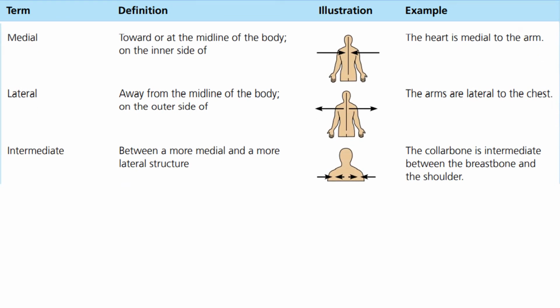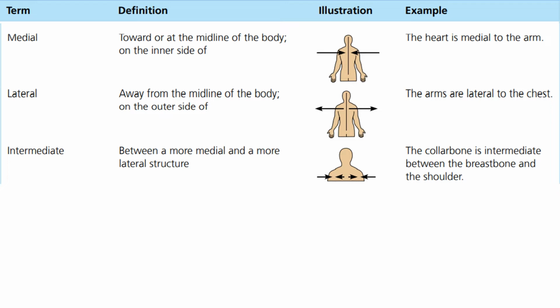Next is medial. Medial means towards or at the midline of the body, on the inner side of the body. If you look at your arms in anatomical position, if you move towards your heart, the heart is medial to the arm. If you move away from the center of the body, which means you go in the opposite direction from the chest, we say it is lateral, away from the midline of the body on the outer side of the body. So we say the arms are lateral to the chest, but the heart is medial to the arm.